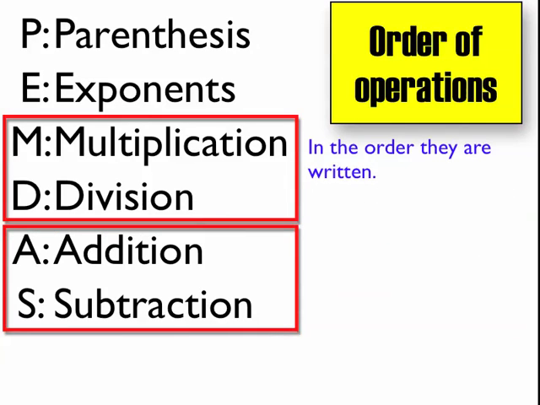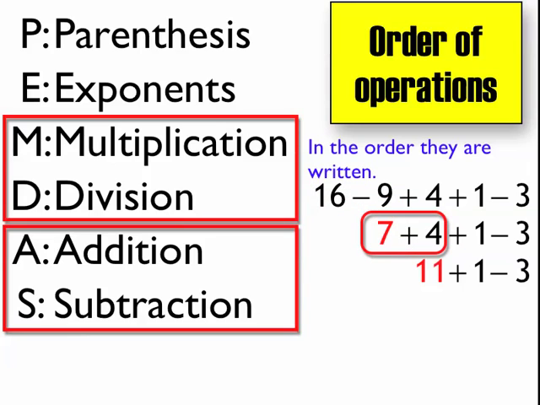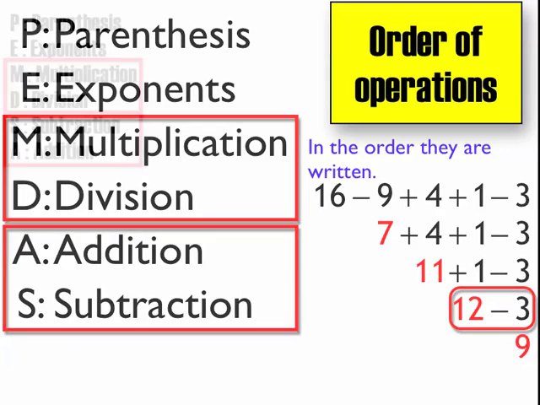Now let's look at addition and subtraction. Again, we'll do it in the order that it's written. So in this expression, I'll start with the first two on the left, 16 minus 9, and I'll simplify that, and I'll rewrite the expression. Then I'll do the next two, 7 plus 4, simplify that, rewrite the expression. Then 11 plus 1, simplify that, rewrite the expression. And then finally 12 minus 3, and that's what gives me 9 as the answer. So I'm doing the addition and subtraction in the order that it's written.